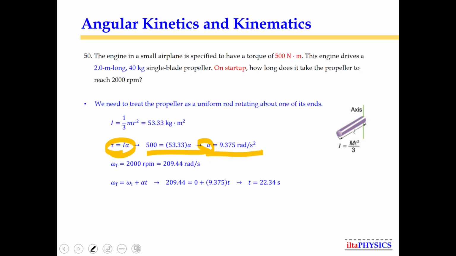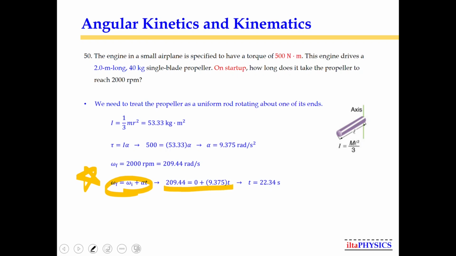Now we are going to use the kinematic equations. Since the final speed is 2000 RPM, converting it to radians gives 209.44 radian per second. Using the relationship between angular velocity and angular acceleration, the time it takes to go from rest to the final angular velocity of 209.44 radian per second is calculated to be 22.34 seconds. Again, the problem can be solved by appropriately using the formulas we summarized earlier.